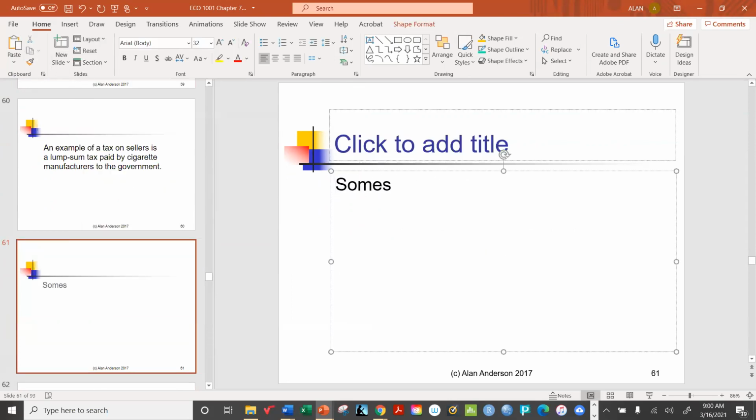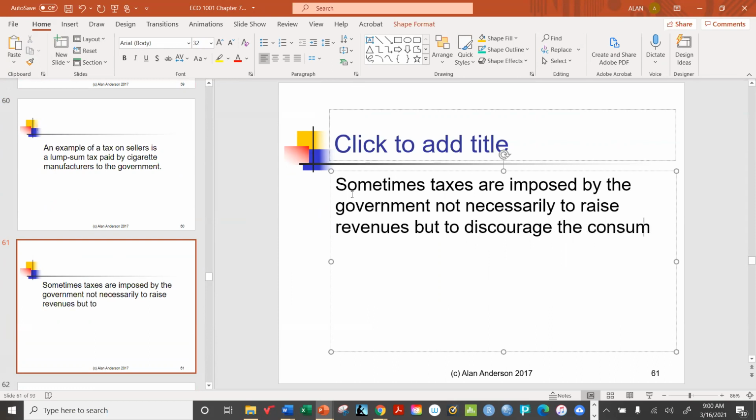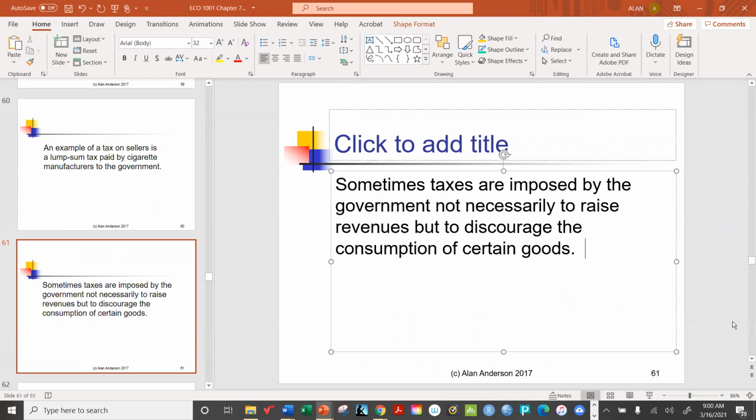Sometimes taxes are imposed by the government, not necessarily to raise revenues, but to discourage the consumption of certain goods. The typical or classical examples of this would be tobacco and alcohol.